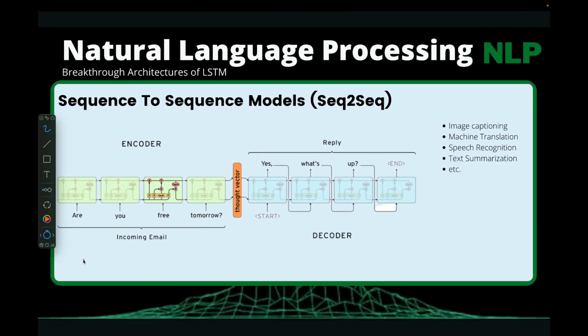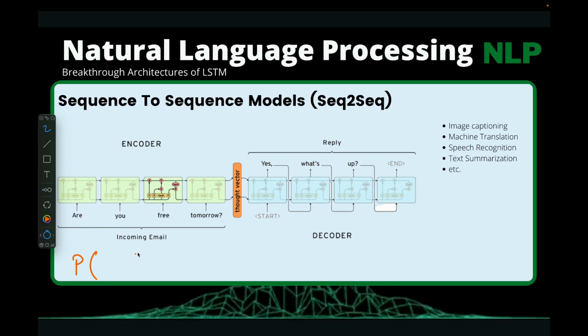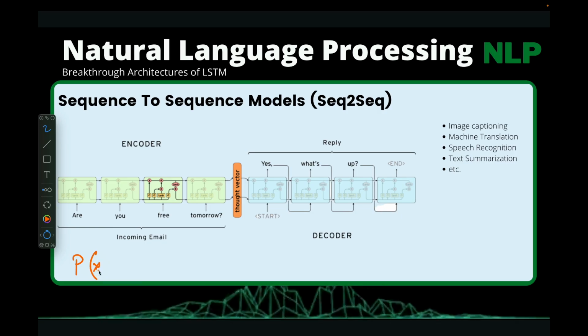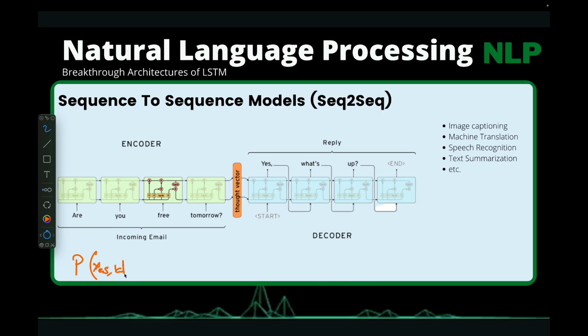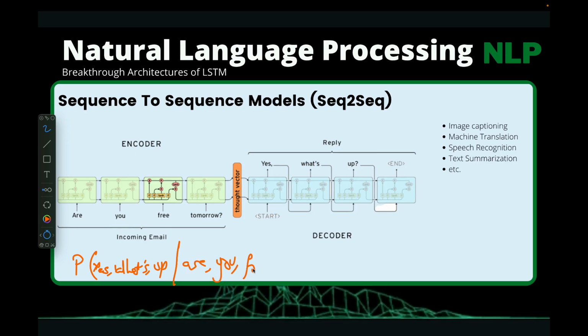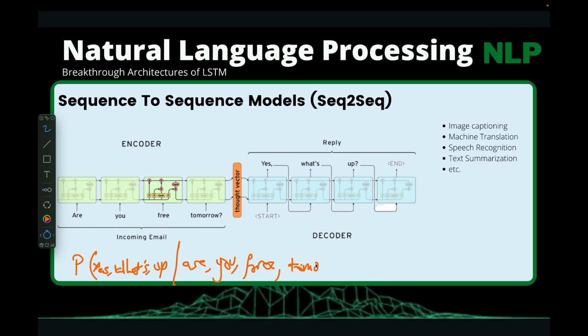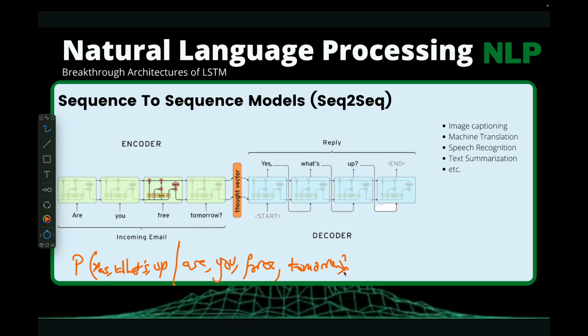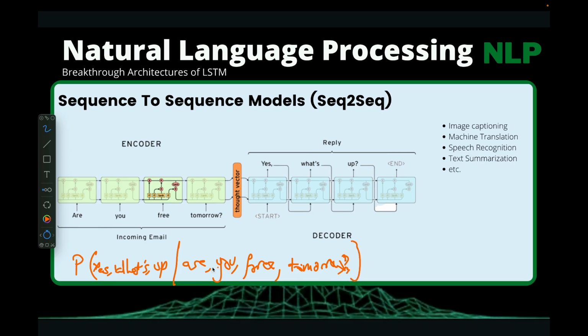So basically, it's gonna be something like this. What is the probability of predicting "say yes, what's up", given that you have "you, free, tomorrow", and then a comma or a question mark? What is the probability of predicting something like this?